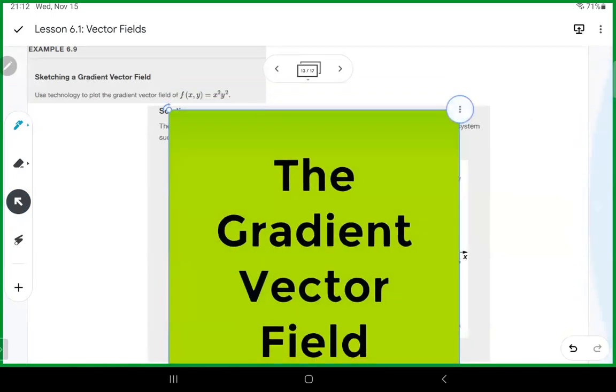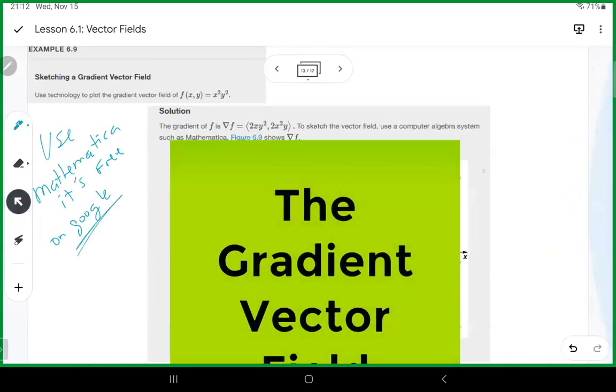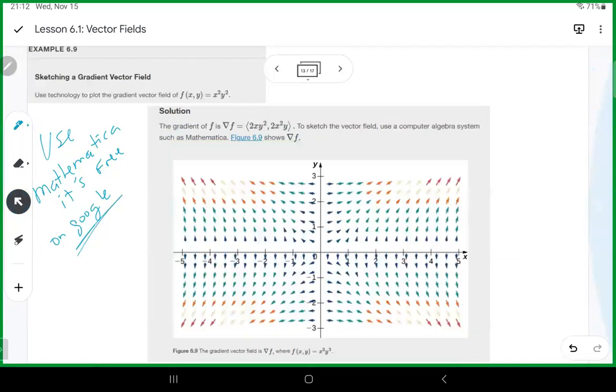So it says use technology to plot the gradient vector field, and it gives it to you. So use Mathematica. It's free on Google. Well, the internet. Okay, so here's your overall answer, and that's what Mathematica would have given you. So there you have it.